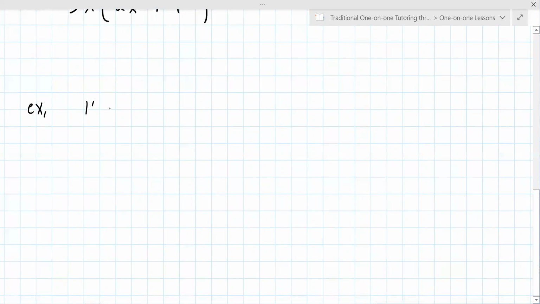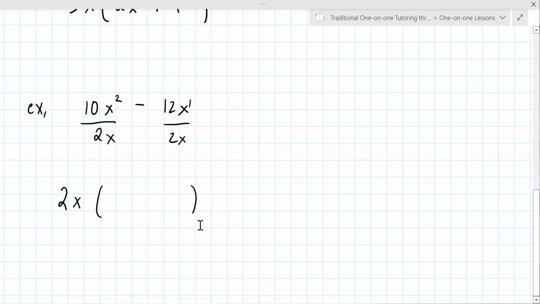Let's go 10x squared minus 12x. So now you've got to look at the 10 and the 12. What is the largest number that goes into both? 2, I think. Yep, 2. And then you're going to use x because it's the smaller exponent. So you divide both of these by 2x. What goes in parentheses?